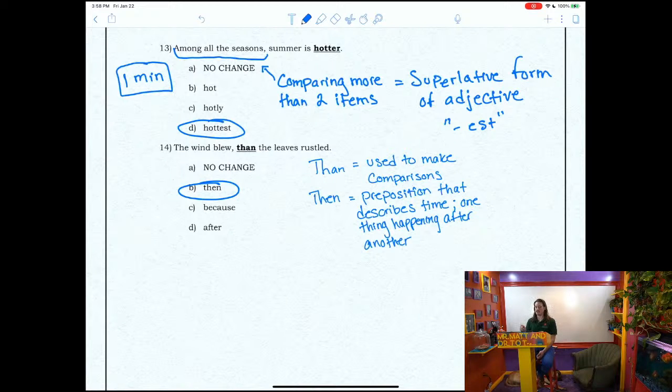And then the same thing after, using the word after there would imply the wrong directionality of time. It would also imply that the leaves rustled before the wind blew. So the correct answer to 13 was D, and the correct answer to number 14 was B.